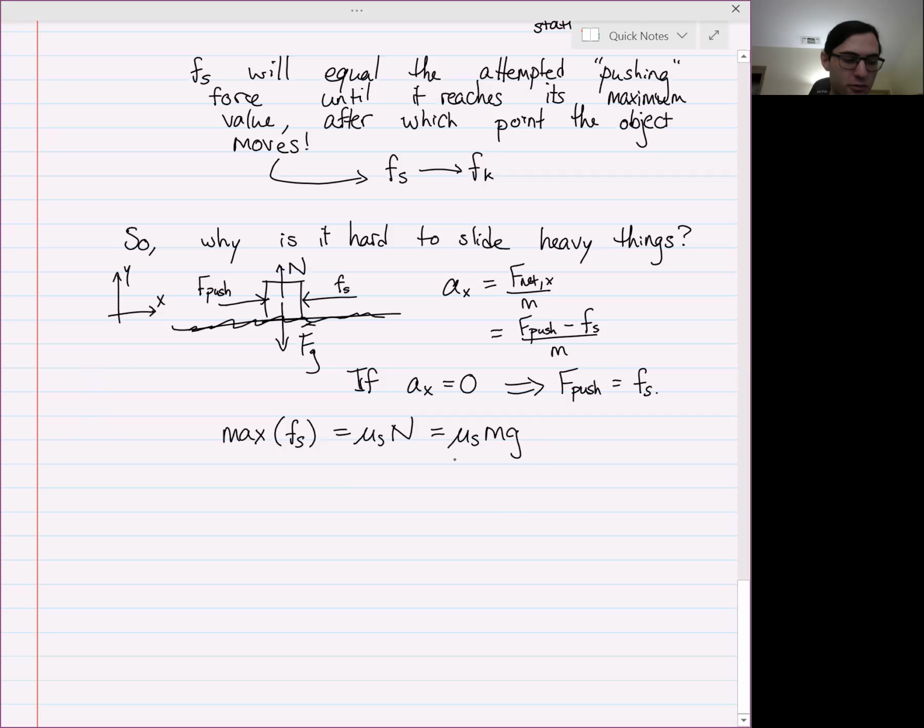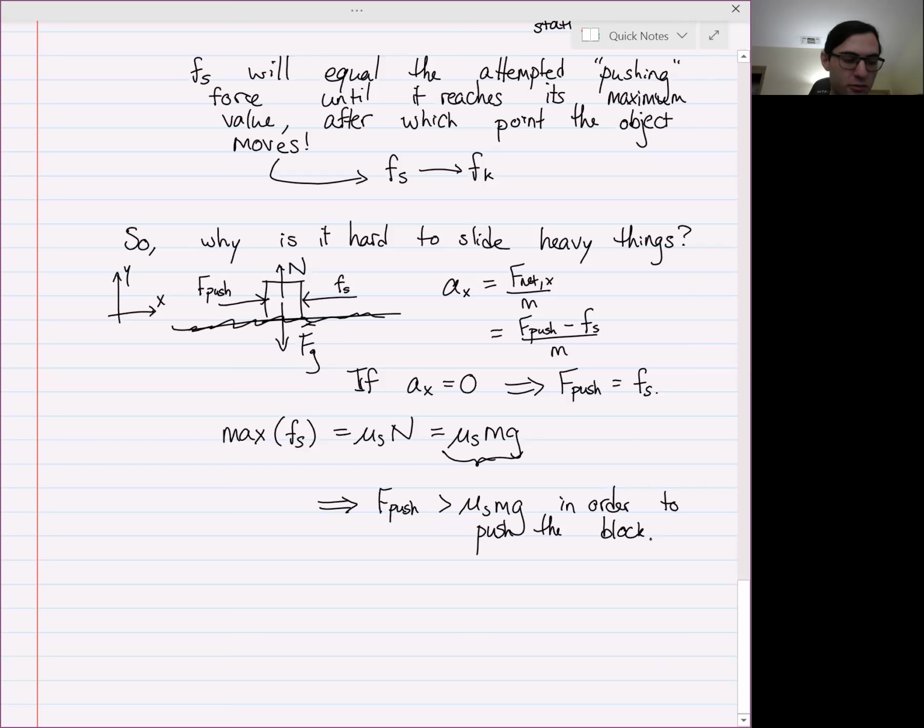And so what we have here is that in order to overcome this frictional force, you have to have your pushing force be at least mu sub s times mg in newtons. F push must be greater than mu sub s mg, I should put strictly greater than, in order to push the block.